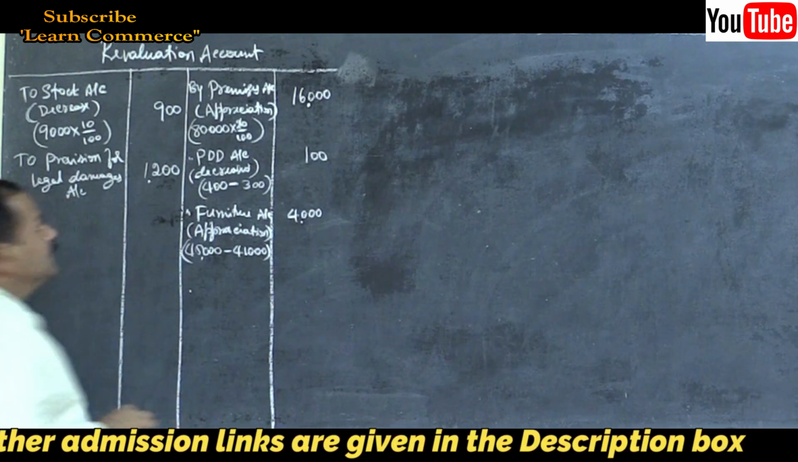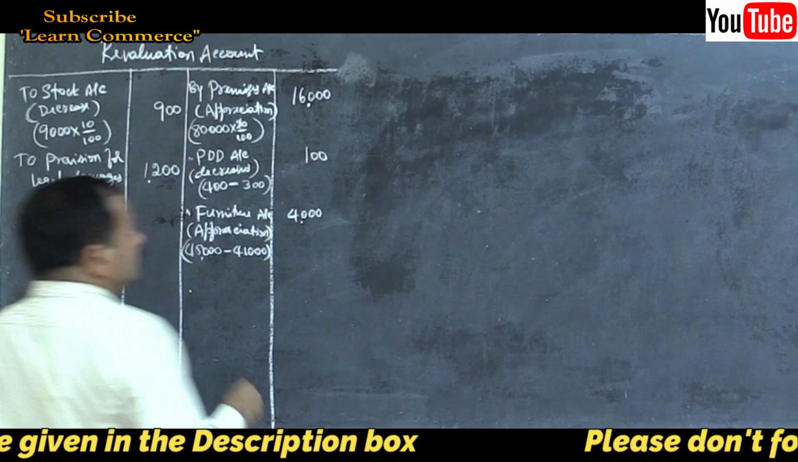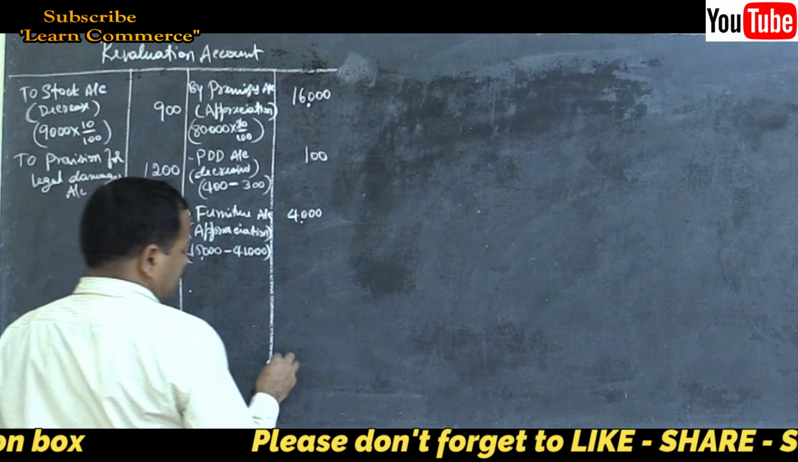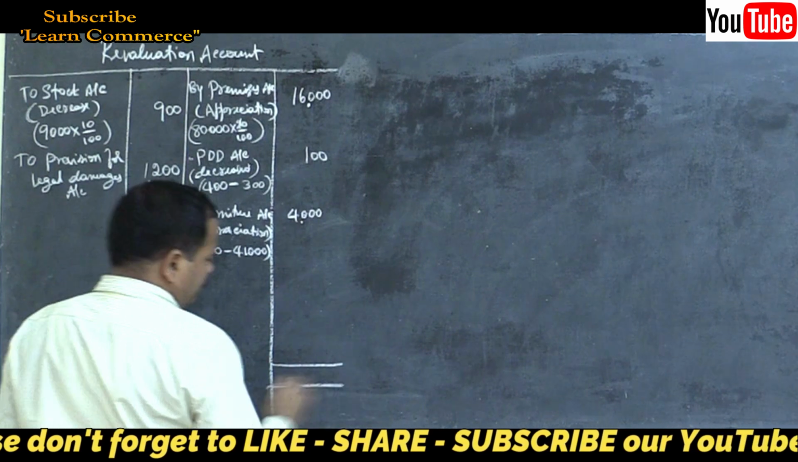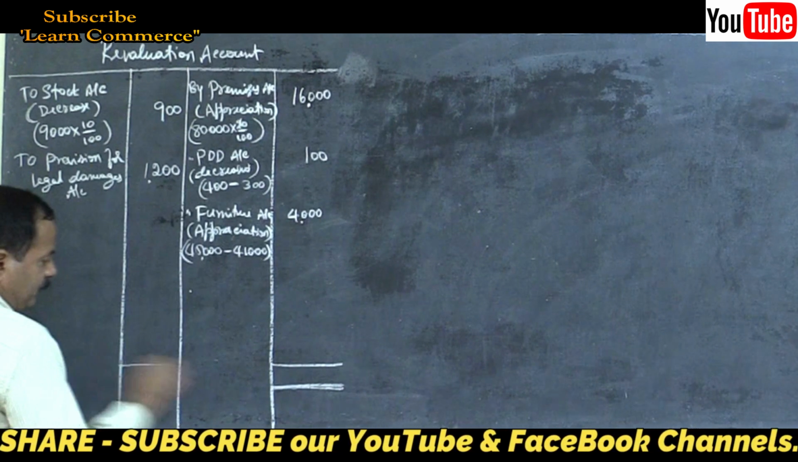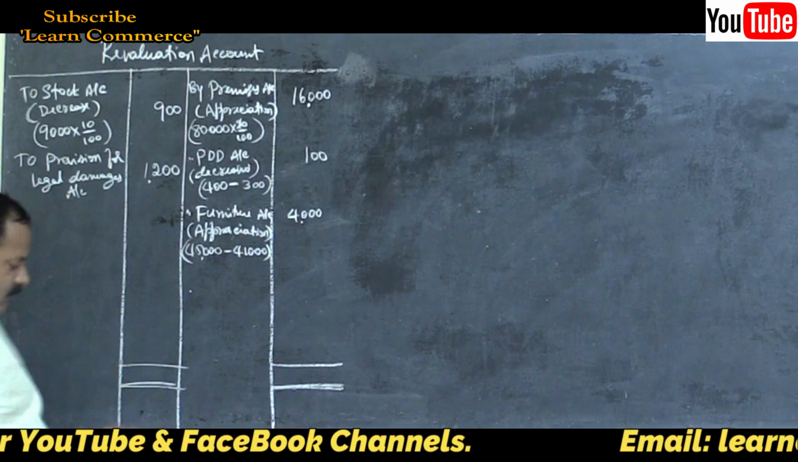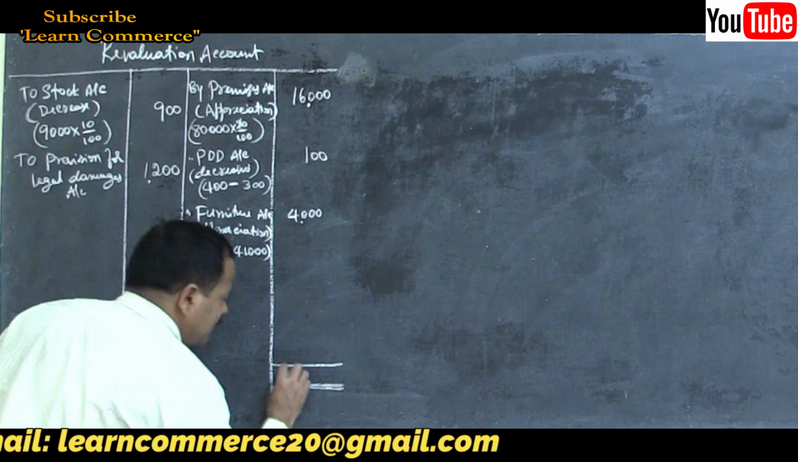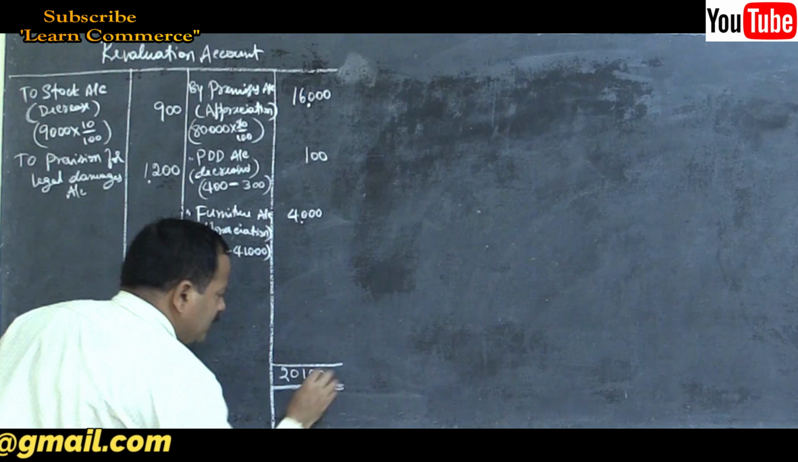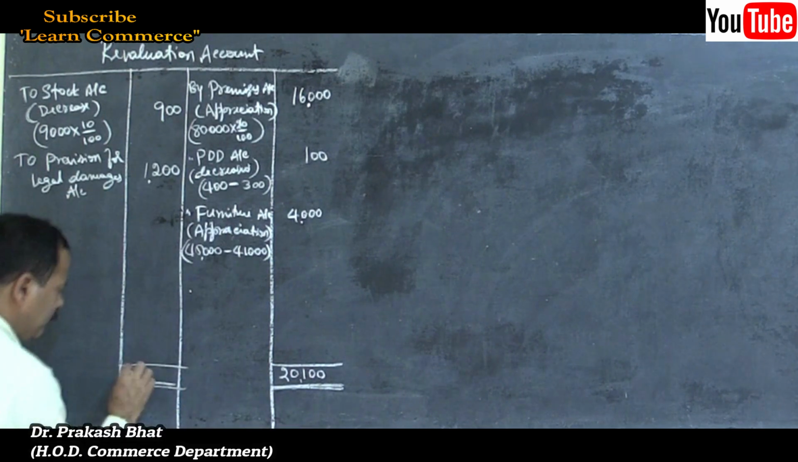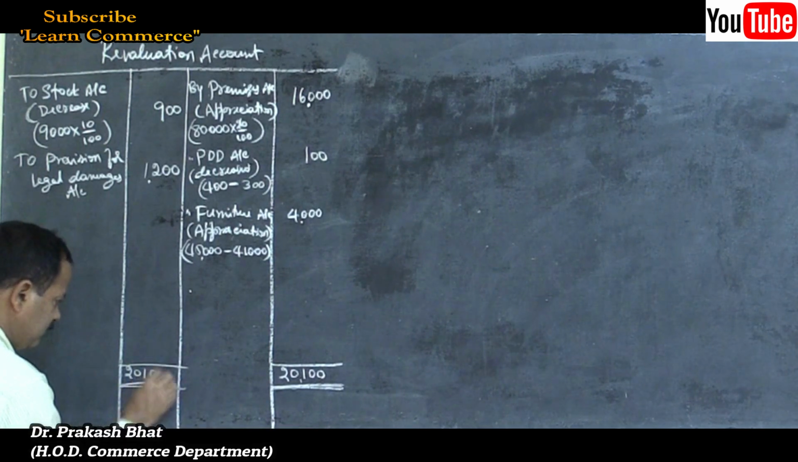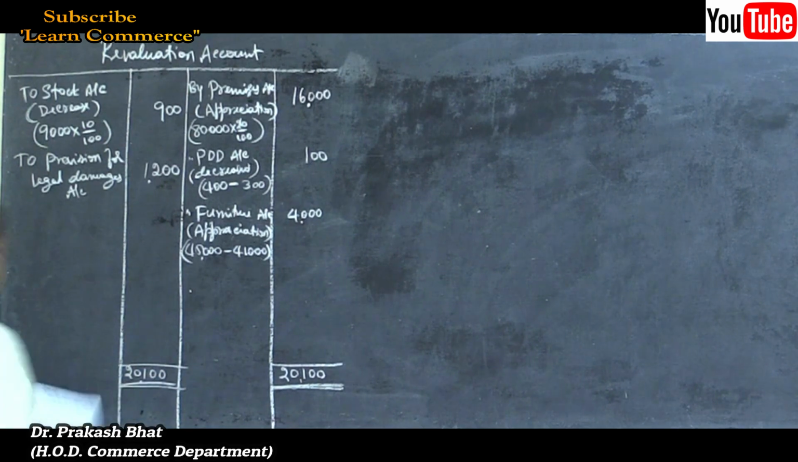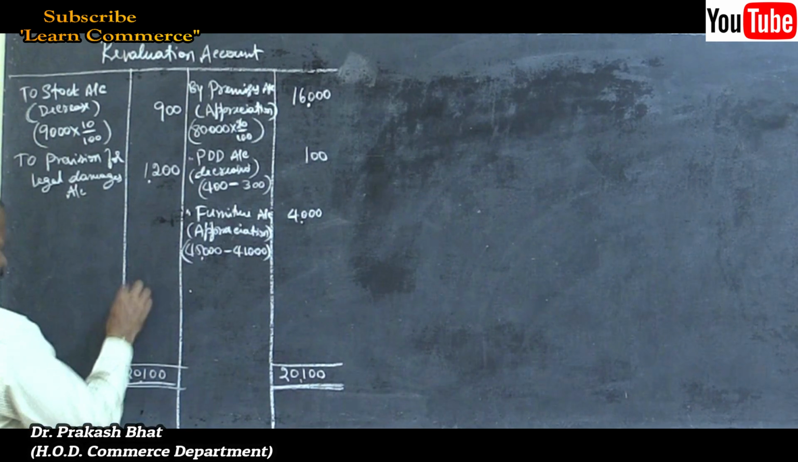That's all. Credit side is greater, isn't it? So find out how much is the profit. 20,100 is the total of the credit side. Write the same total on the other side. Find out the difference. 18,000 is the difference.